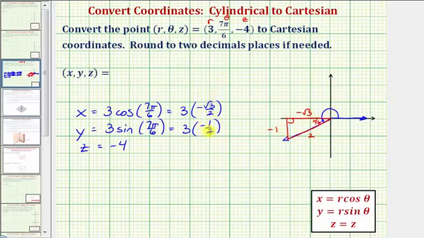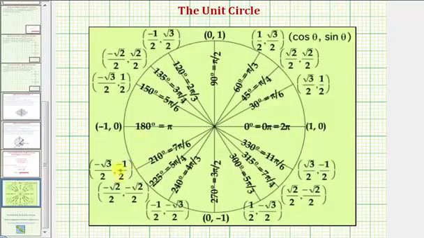Let's quickly verify these two trig function values on the unit circle. Notice here at 7 pi divided by 6 radians, x is equal to negative square root 3 divided by 2, and y is equal to -1/2. So these coordinates do verify the values of cosine 7 pi over 6 and sine 7 pi over 6.